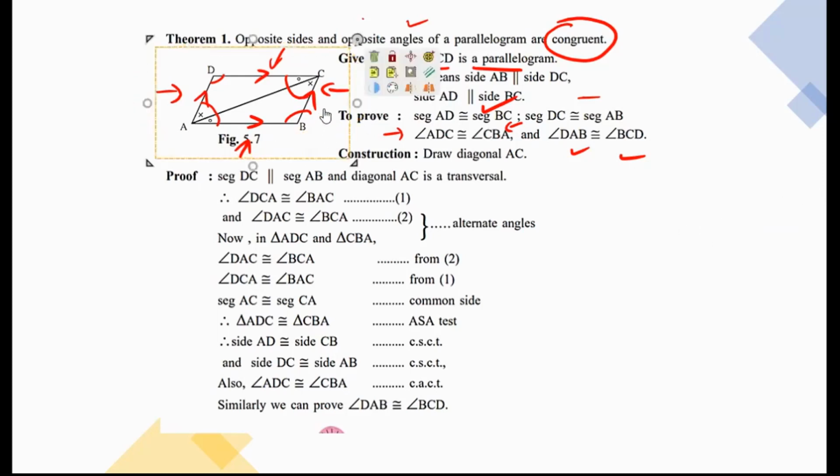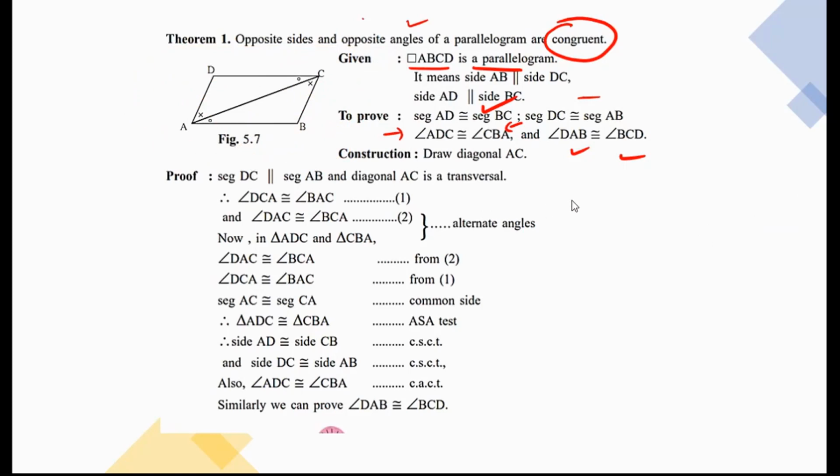So to make it clean, I am removing it. So we'll look at the diagram again. To prove that, we are drawing a diagonal first. This diagonal is drawn first, this one. Okay, diagonal AC is drawn.